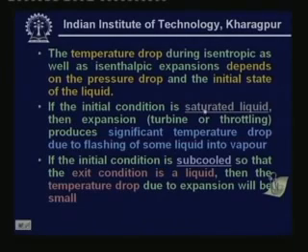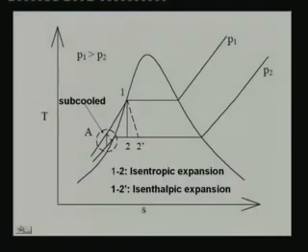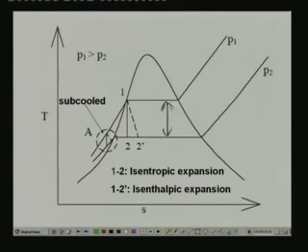Another thing I would like to point out is that the temperature drop is the same whether you use a turbine, that means process 1 to 2, or 1 to 2 dash, right? For a given pressure drop, the temperature drop will always remain the same, irrespective of whether you are using a turbine or a throttling device, as long as the final condition lies in the two phase region.